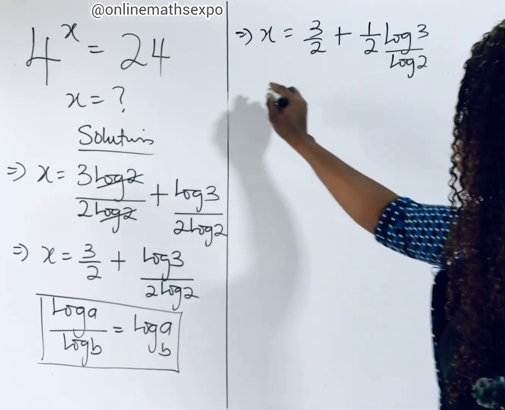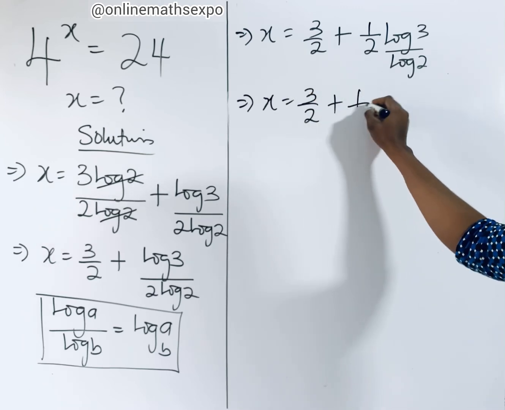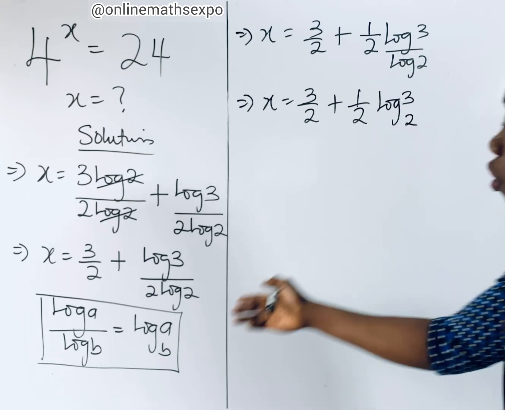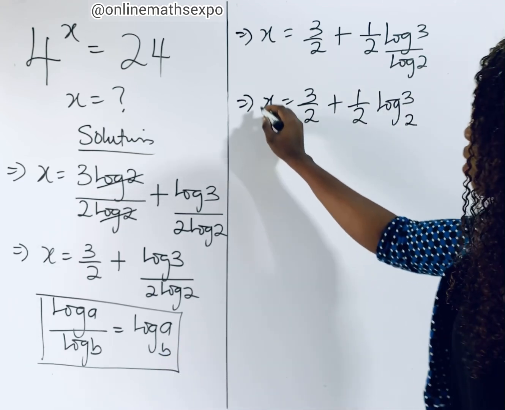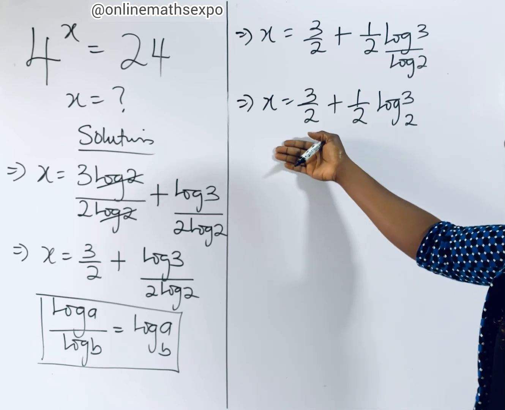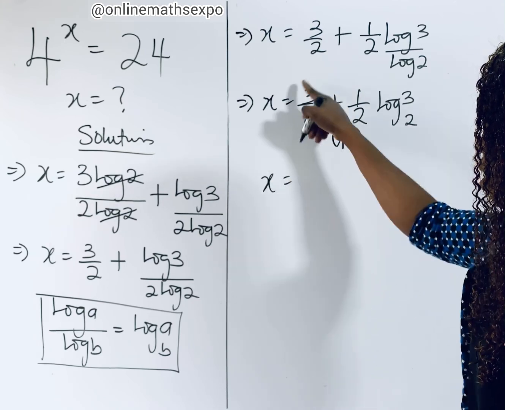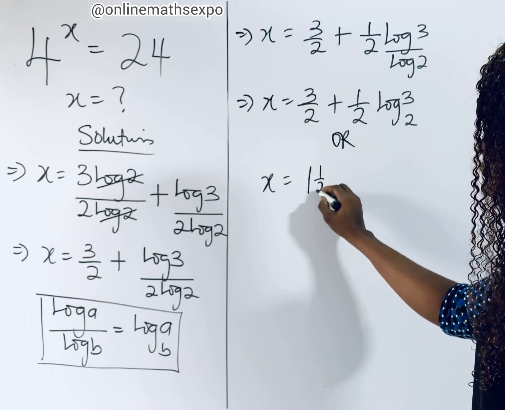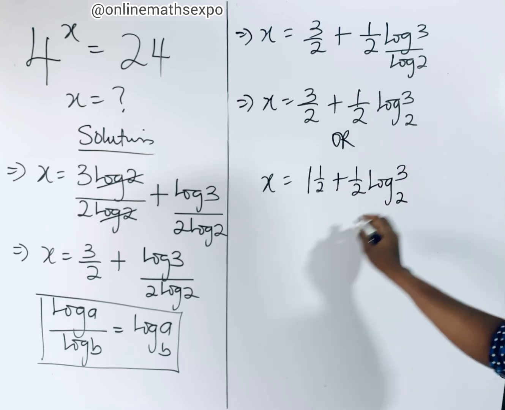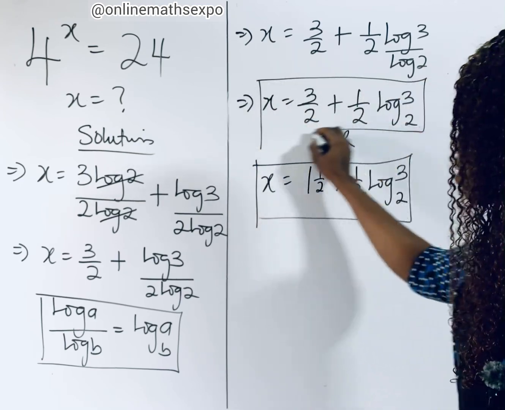Okay, so in that case we have x is equal to 3 over 2 plus half of this will give us log of 3 base 2, obeying this. Did you see that? So you observe that this is the simplified form of this value of x. You can also simplify further to have x is, this will give you 1.5 plus half of log of 3 base 2. So either of these two is the simplified form of this x.